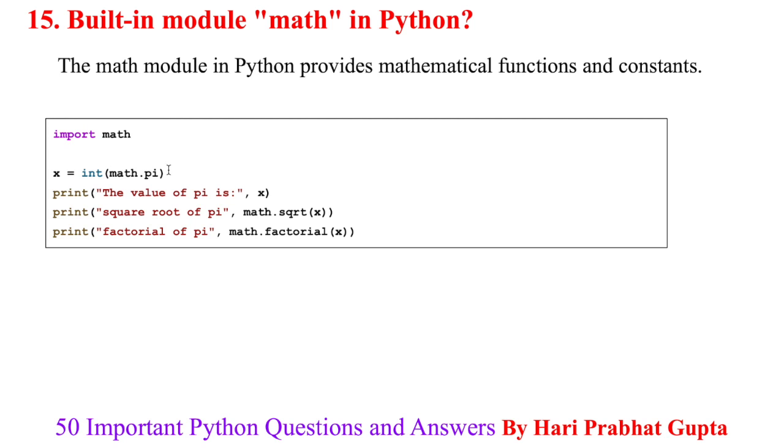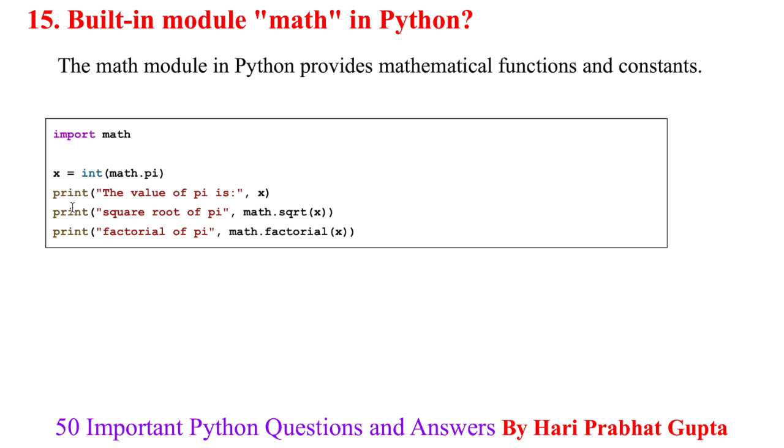So in this example, math.pi is the constant provided by the math module that represents the value of pi, 3.14 and so on. The int function is used to convert this value into an integer, which is then assigned to the variable x. The print function is then used to display the value of x along with some other mathematical operations applied on x using the math module functions.